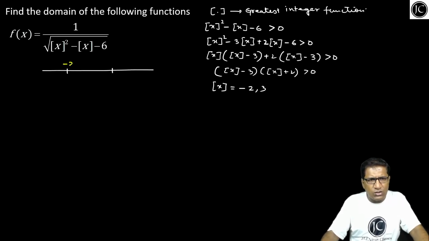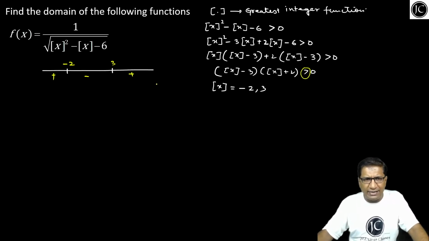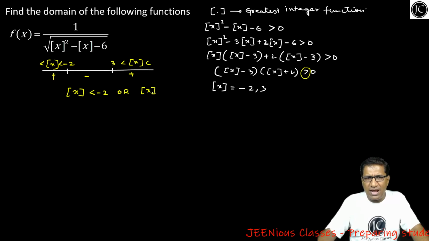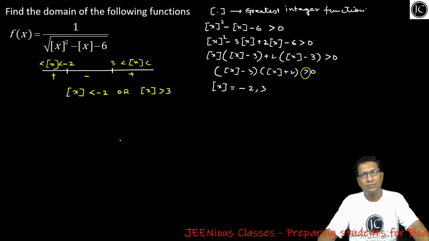This is your -2, this is your 3, plus minus plus, और मेरा यहां पर है क्या? ग्रेटर देन, मतलब your box x will come here, box x will come here, right? Okay, and we will give the sign to get my answer. Therefore, from the first one we are getting that your box x is less than -2, or from the second one we are getting box x is greater than 3.